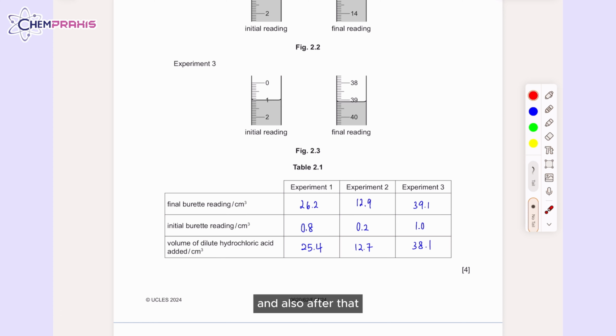And also, after that, you need to calculate the volume of dilute hydrochloric acid added. You can use the final burette reading to deduct the initial burette reading to get the volume.